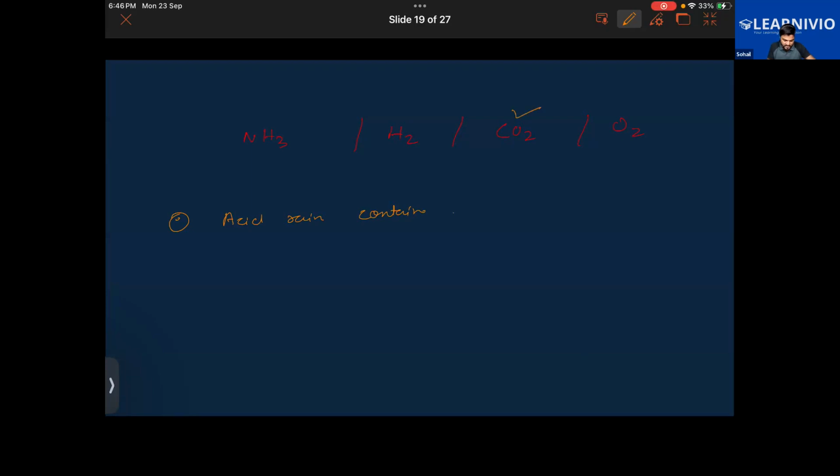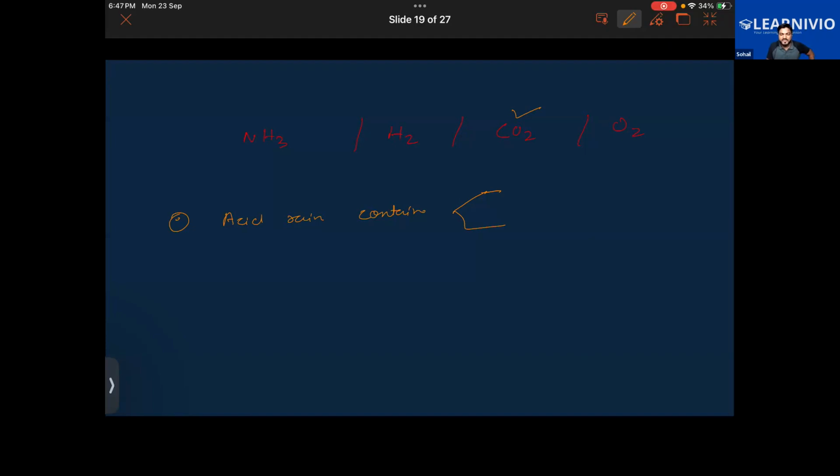Now tell me, what does acid rain contain? Oxides of nitrogen and oxides of sulfur are present in it. Name a poisonous gas which will be produced when fuel is not burned properly, when it is burned incompletely, in the absence or limited supply of oxygen. Carbon monoxide. And we know it has a higher affinity towards hemoglobin.